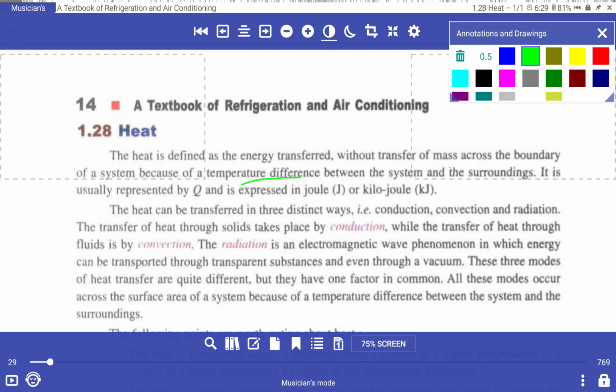It is usually expressed in Q, capital Q, and the unit is joule or kilojoule.